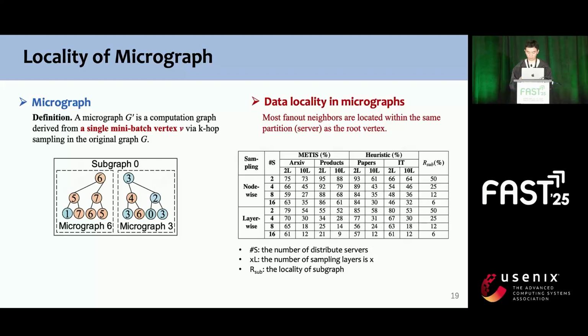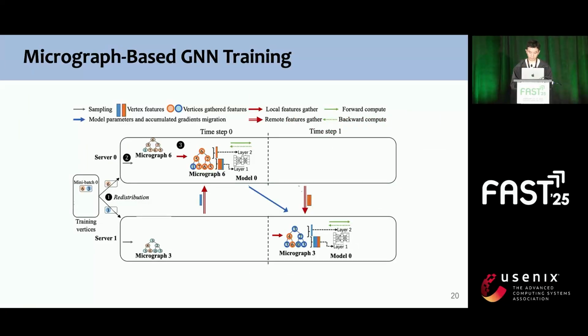We found that the locality of micrograph is always higher than that of subgraph using various graph partitioning algorithms, sampling algorithms, number of sampling layers, or number of servers. We believe this is because GNN partitioning algorithms tend to place adjacent vertices on the same machine. Based on the enhanced locality of the micrograph, we propose the micrograph-based GNN training.